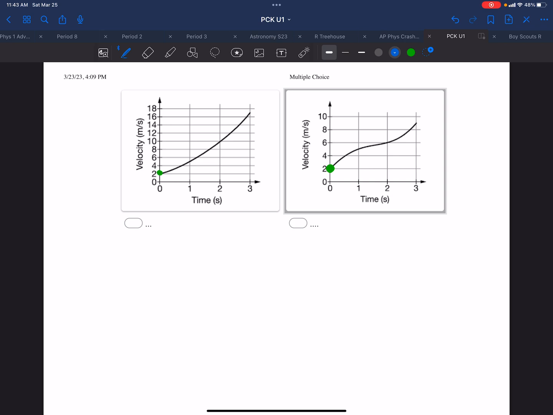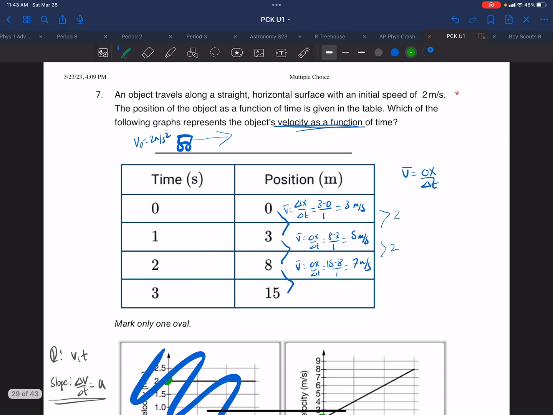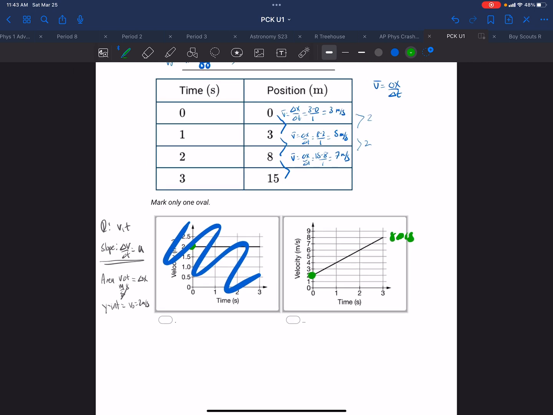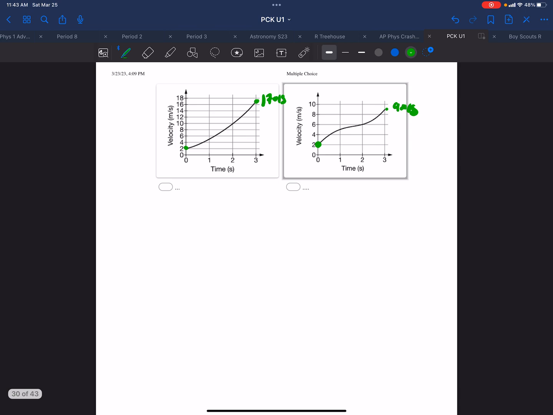Now, if we look at what it increases to at the end of 3 seconds, this one says that the velocity is about 17 meters per second. This one is about 9 meters per second. And this one, it says, is 8 meters per second. So if we look at the choices we have here, it's really hard to get to 17 meters per second. So this one's going to be out.